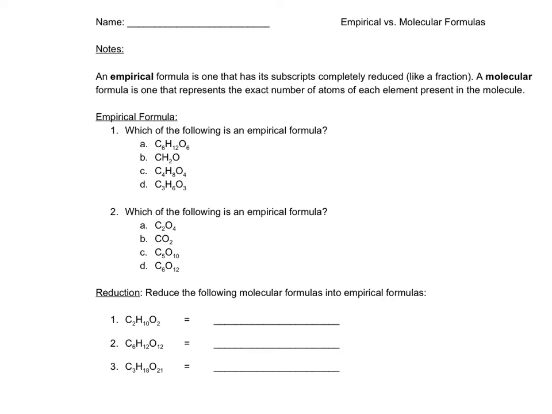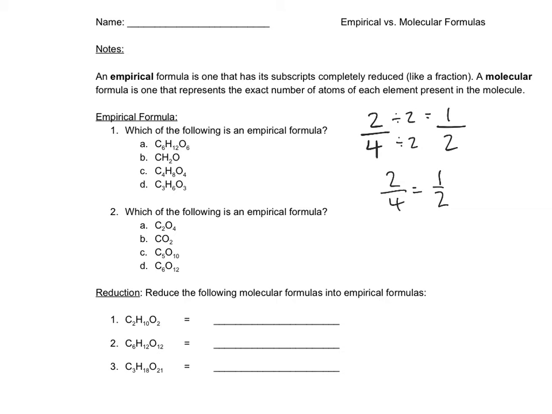So an empirical formula is one that is completely reduced. And when I say reduced here, I mean almost like a fraction. So in a fraction, if you have 2 over 4, both of those things are divisible by 2. So you could divide the top by 2 and the bottom by 2. And you get 1 and 2, which is equivalent. 2/4 equals 1/2. It's the same ratio. That idea applies to empirical and molecular formulas.